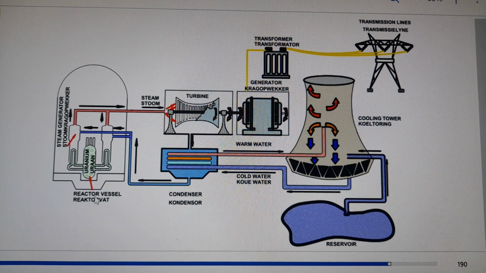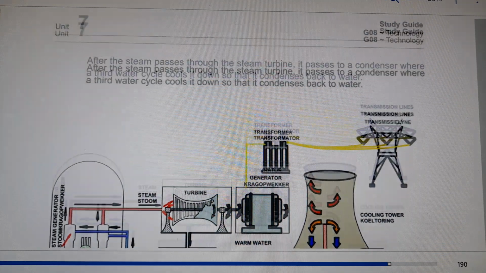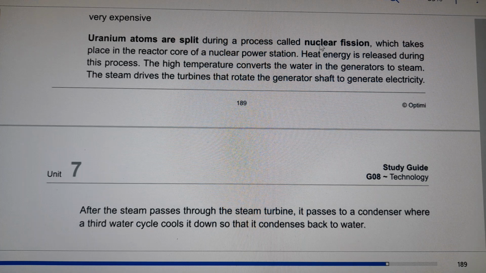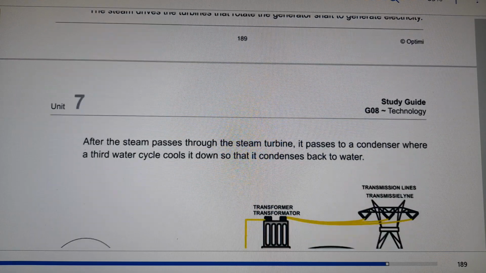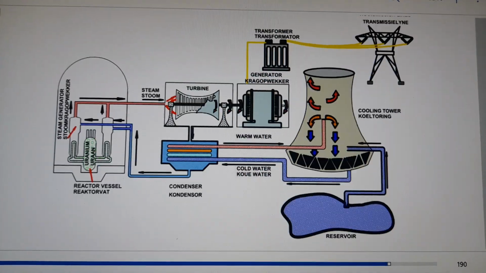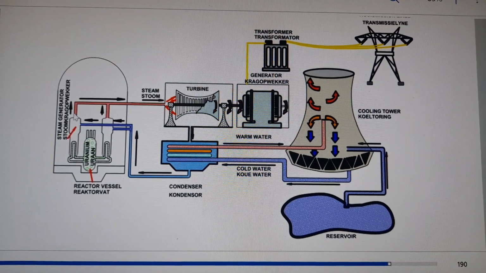So let's look at the cycle quickly. You see here we have the reactor vessel. Instead of having coal as in the coal-fired power station, we have this uranium that is split during that process. What is that process called quickly? It's called nuclear fission. And when it splits, it heats up the water into steam, and the steam turns the turbine, which also turns the generator, and the generator generates electricity.